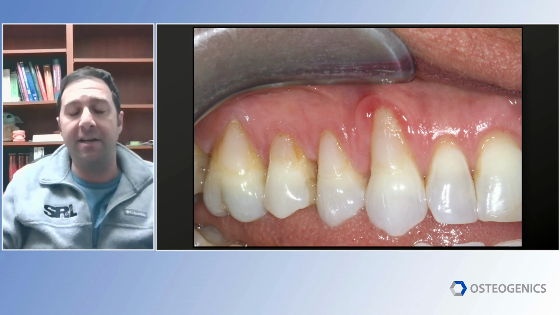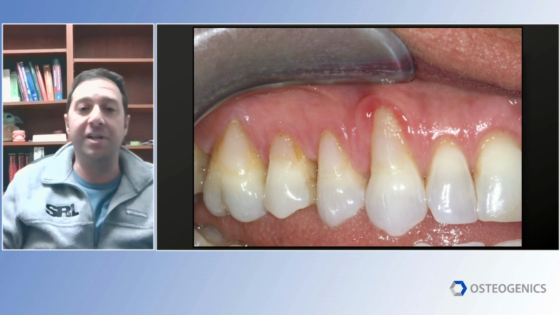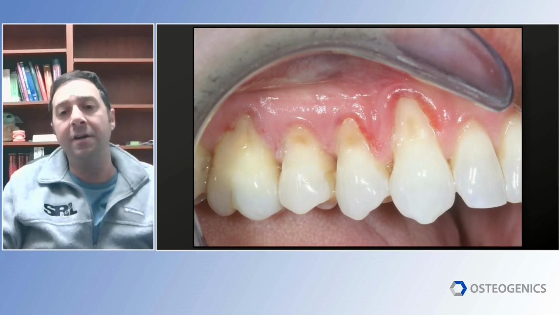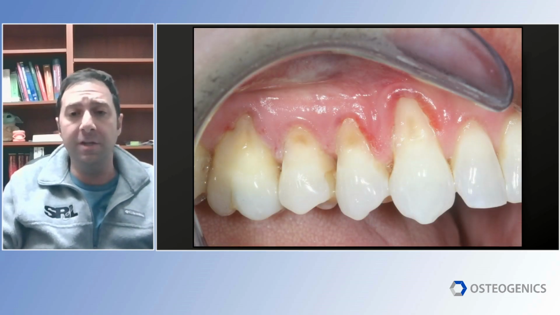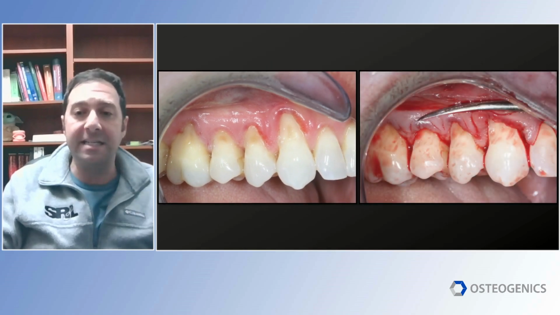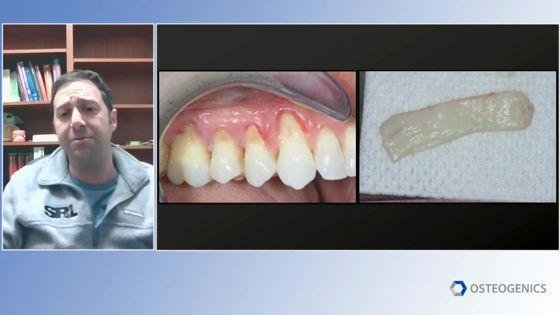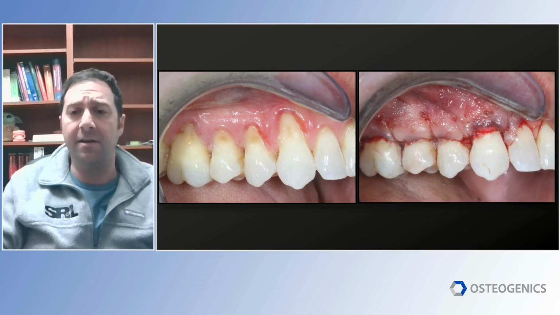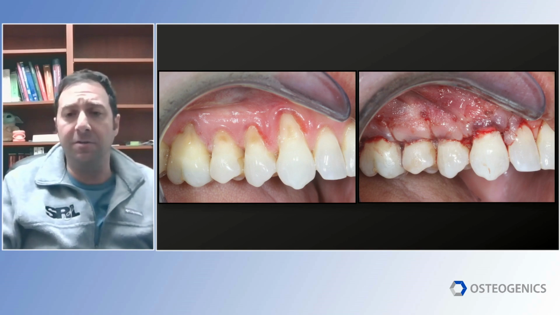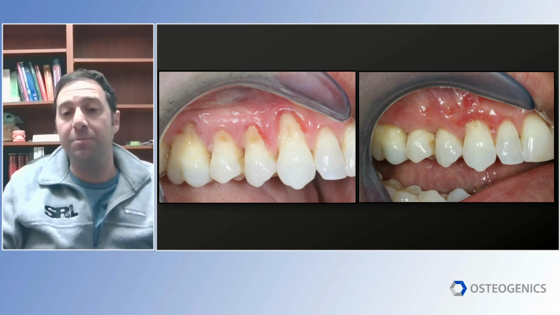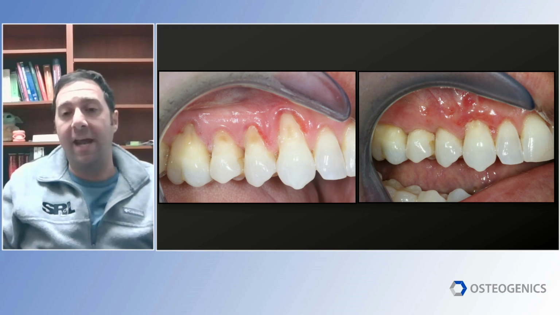Here's a case where I was treating canine to first molar. A patient had class 5 restorations placed. Obviously, I sent the patient back to their restorative dentist to have those restorations removed. Restorations were removed. I used a traditional tunnel technique to create my recipient site. Here's the allograft that I used to augment the area. I inserted the allograft into the tunnel and used sling sutures to coronally advance everything. And lo and behold, we had a nice result in terms of tissue thickness, root coverage, and gains in attached tissue.